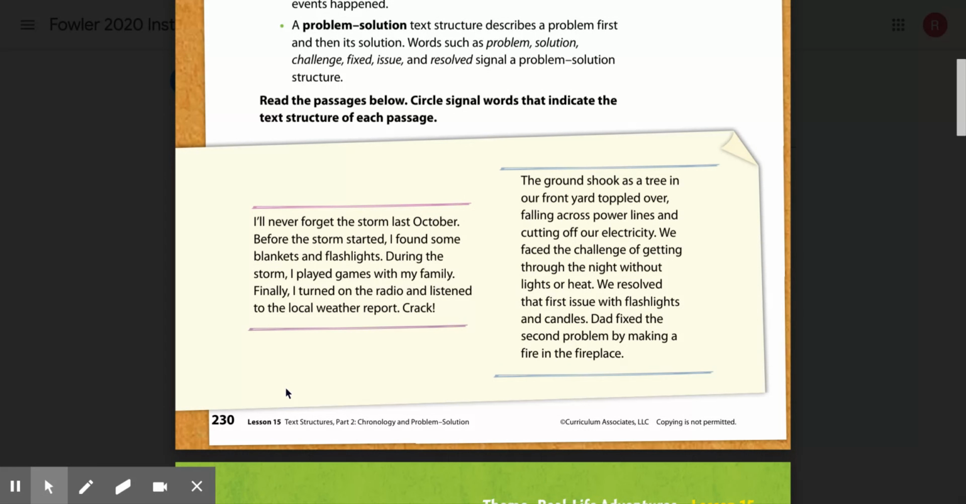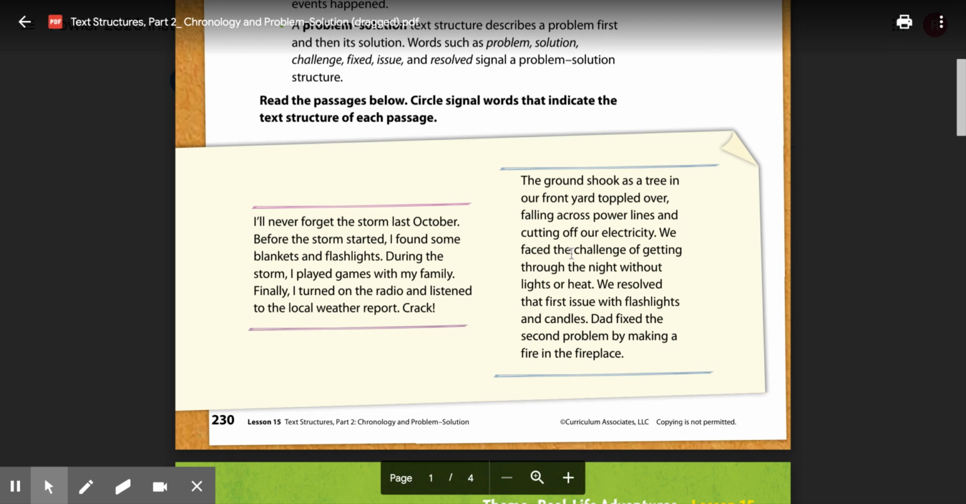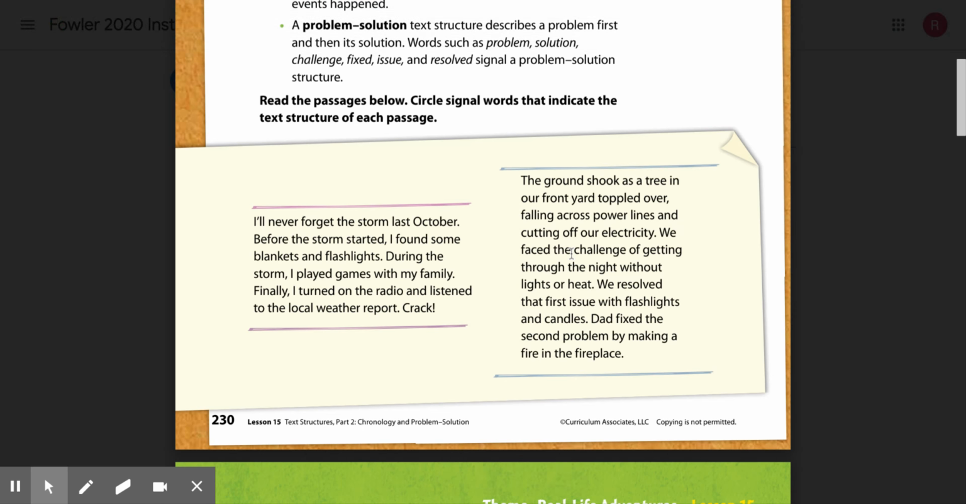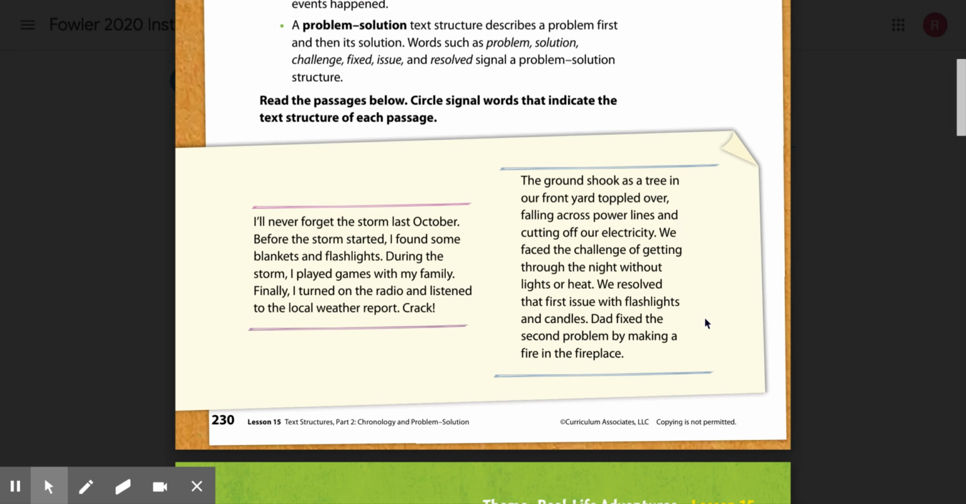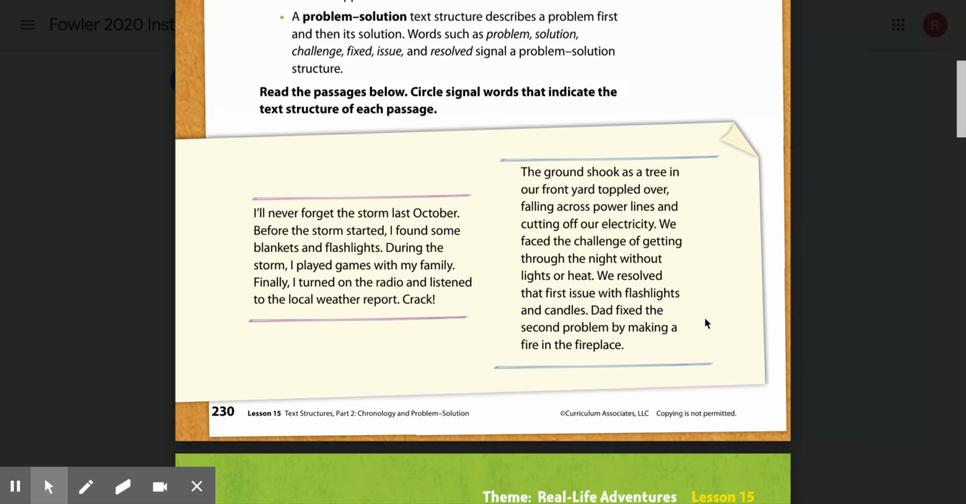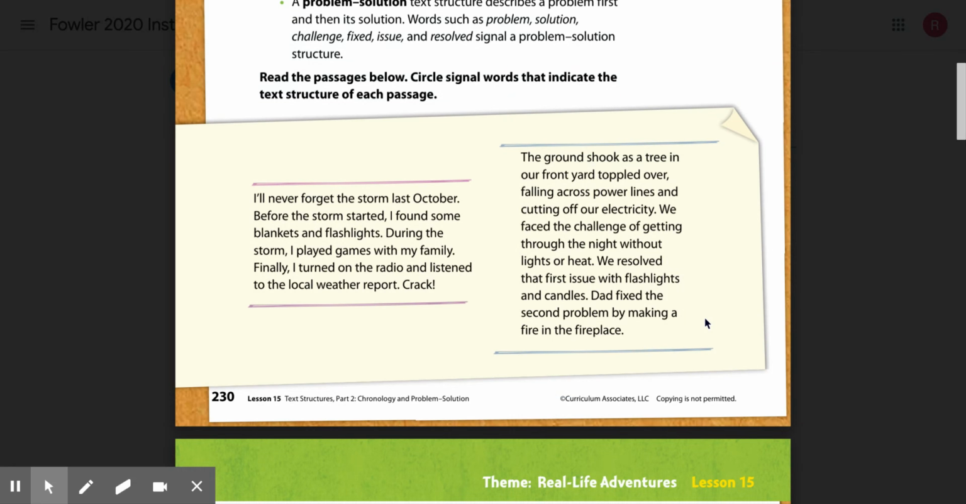Crack! Passage 2. The ground shook as a tree in our front yard toppled over, falling across power lines and cutting off our electricity. We faced the challenge of getting through the night without lights or heat. We resolved that first issue with flashlights and candles. Dad fixed the second problem by making a fire in the fireplace.